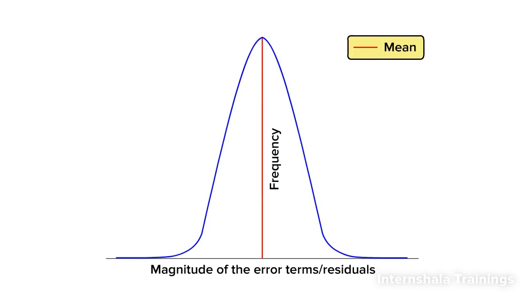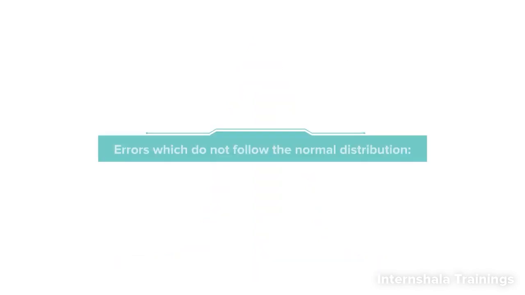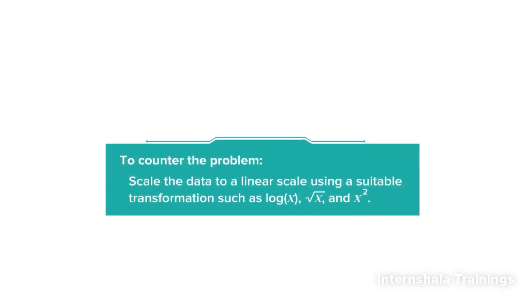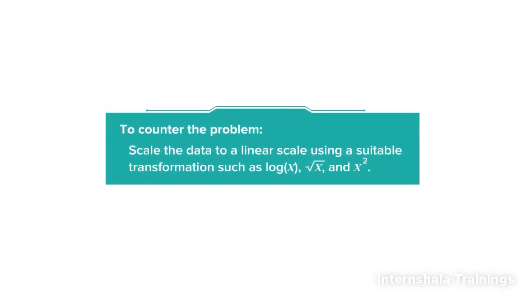Without going into exact statistics, what it broadly means is that if you were to plot all the error terms on a histogram, it should appear like a normal bell-shaped curve with mean 0. Errors which do not follow the normal distribution cause parameter estimations to be unstable. As a result, the coefficients estimated can be misleading. The simple way to counter this is to scale the data to a linear scale using a suitable transformation such as log x, root of x, and x square.